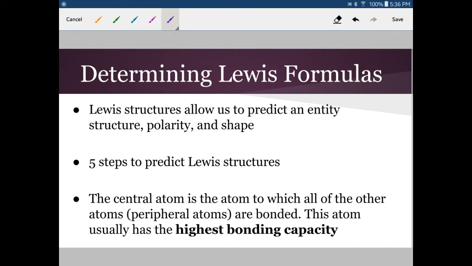And the central atom that we choose usually has the highest bonding capacity. Now, bonding capacity means the number of bonding electrons. So if I have an element that has 2 bonding electrons, or 2 electrons that are individual, they're not paired up in an orbital, then that is my bonding capacity.